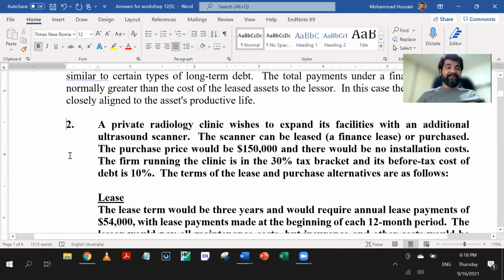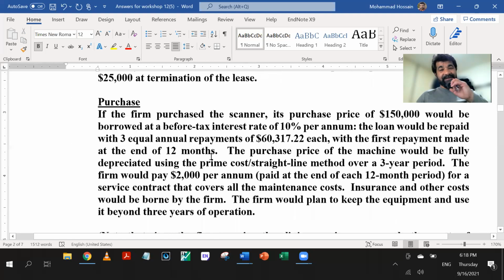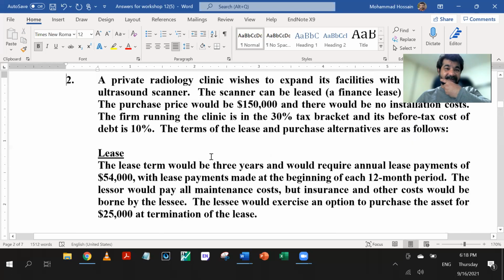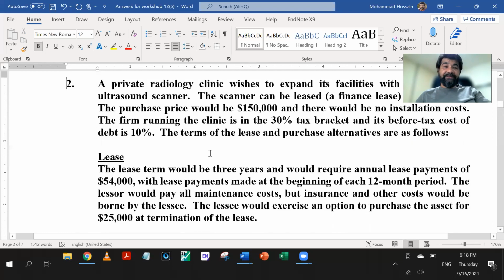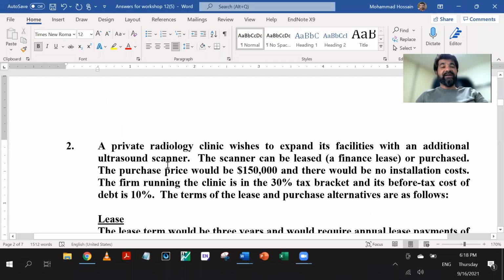All right, let's move on to the next question. Lease or buy, purchase. That's the option. A private radiology clinic wishes to expand its facilities with an additional ultrasound scanner. A scanner can be leased or purchased. The purchase price would be $150,000 and there would be no installation cost. The firm running the clinic is in the 30% tax bracket and its before-tax cost of debt is 10%.